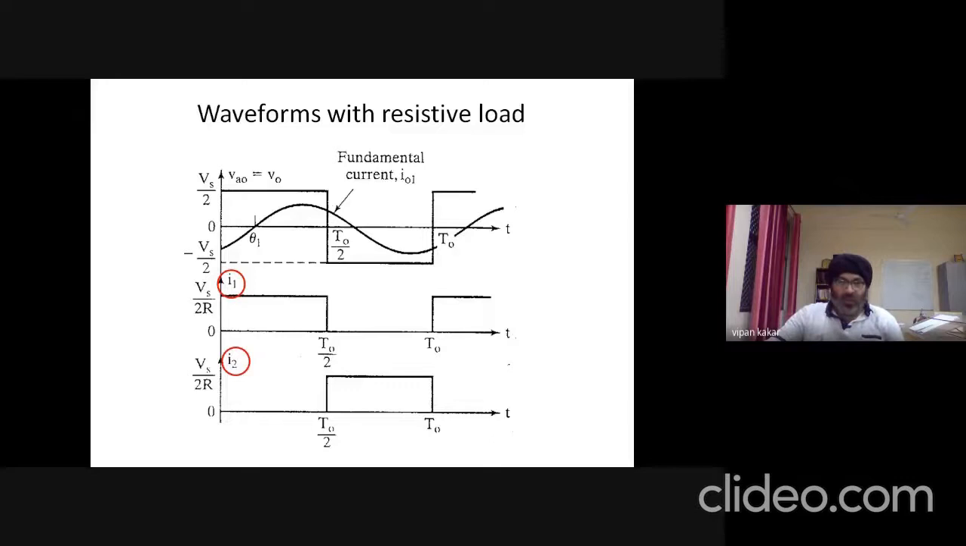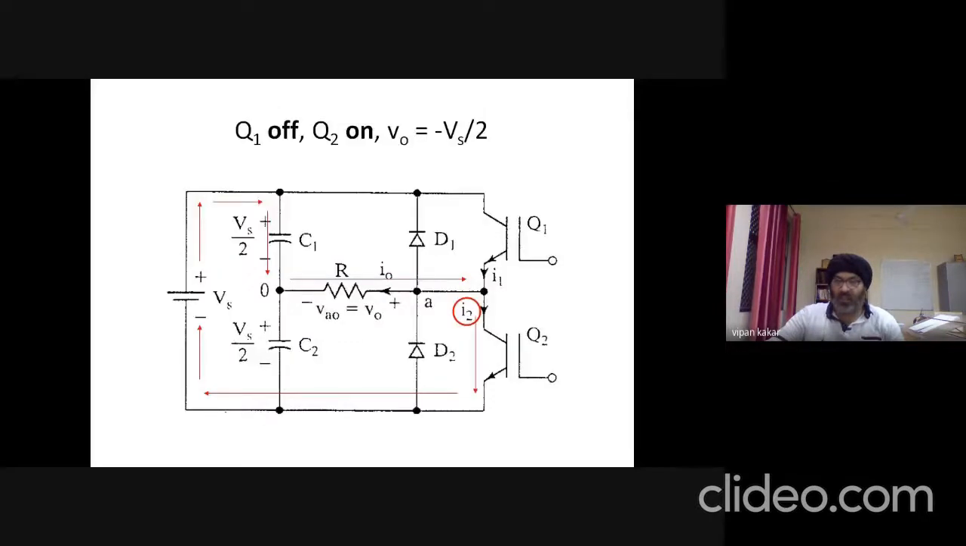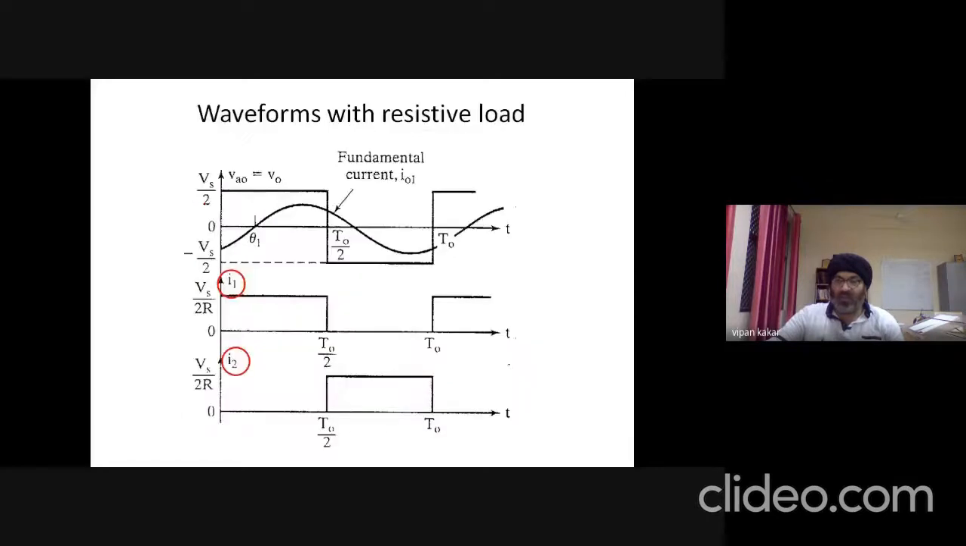So this will be the current in switches. When switch Q1 was on, that is the current flowing through switch Q1. And after that, the switch current in Q1 is 0 because the switch is turned off. Like in this case, the switch is turned off, so no current, which is shown by 0 current over here. Alternatively, in switch 2, when switch 1 was on, the current was flowing through this switch 1. In switch 2, the current was 0.